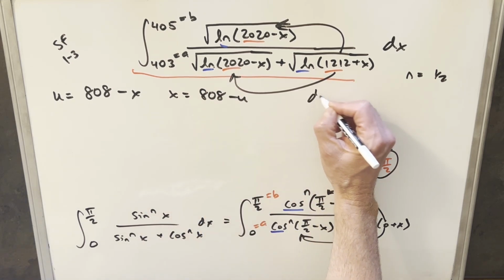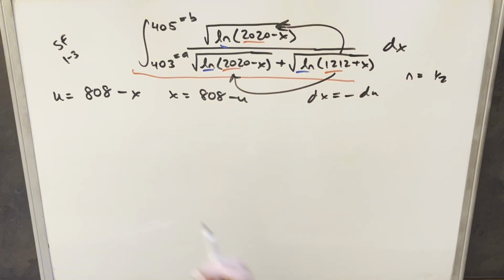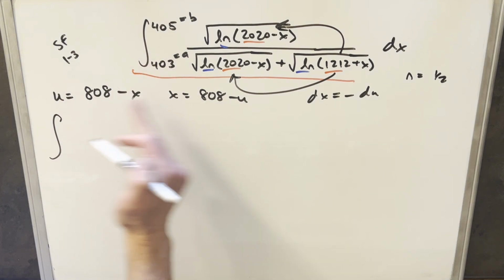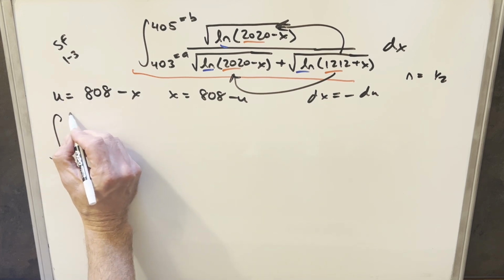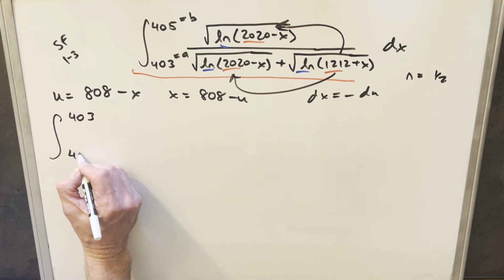Take a derivative, dx is going to be just minus du. So then we'll go ahead with this substitution. We'll take our 405 and plug it in here for x to get our u value. So this is going to give me 403 here. Plugging in 403, this is going to be 405.